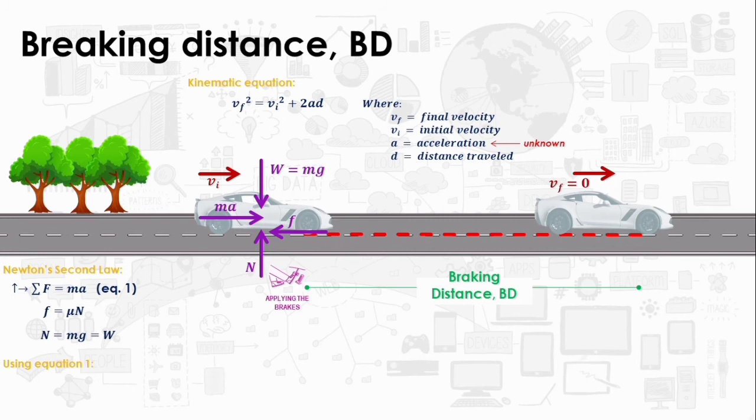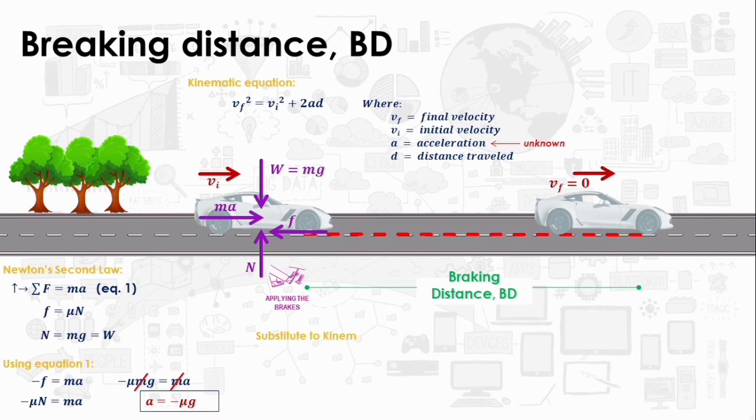Using equation 1, we have to sum up all horizontal forces involved. Since static friction provided by the brakes to the wheels resists the motion of the car, it has to be negative. So, negative f equals mu N, or negative mu N equals ma. Mass will be eliminated. Thus, it gives us the acceleration of the car, negative mu g.